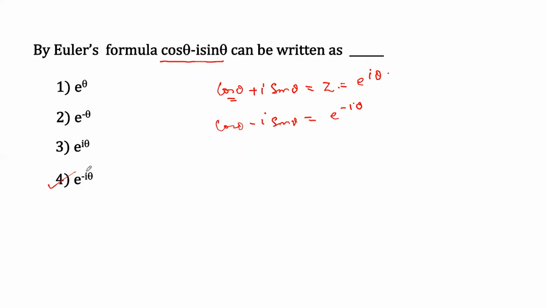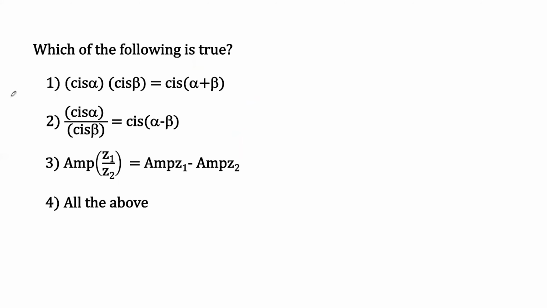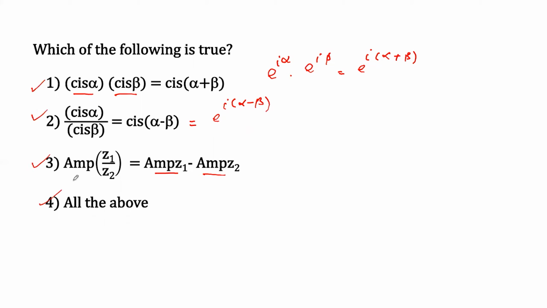Okay, right? So apply again. Which of the following is true? Cis alpha 1, cis alpha 2. We have already seen cis means e to the power I alpha into e to the power I beta, and this will be e to the power I (alpha plus beta), basic algebra, the powers will be added up. For division, the power will be subtracted, so e to the power I (alpha minus beta). Amplitude of Z1 by Z2 is amplitude Z1 minus amplitude Z2. This is correct, this is correct, this is correct. So it's better to say all of the above are correct.